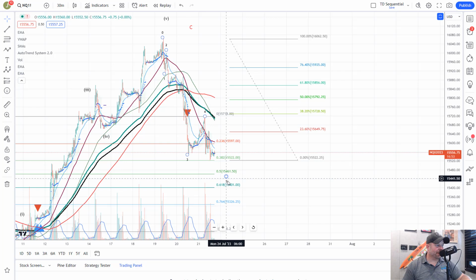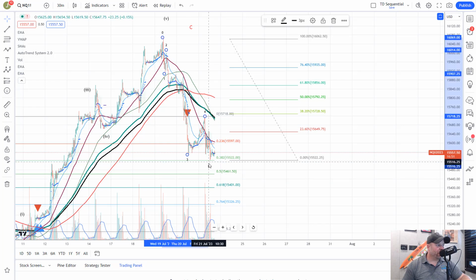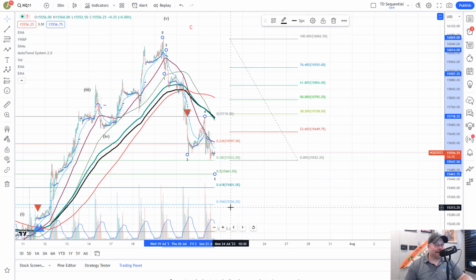5 could be done here as it did poke lower than 3, although we would expect it to hit at least the 15,461, as that's the 0.5 of 1 through 4, and the 15,401 is that's a 618. If they break below 15,401 and then 15,326, that's a warning that we're already in wave 3 of 3. And what you saw here was wave 1 down and a very shallow wave 2, which I mentioned. When the selling starts to the downside, it gets aggressive and there's very little structure, meaning your wave 2s are going to be very weak. And that's what we see here on the NASDAQ.